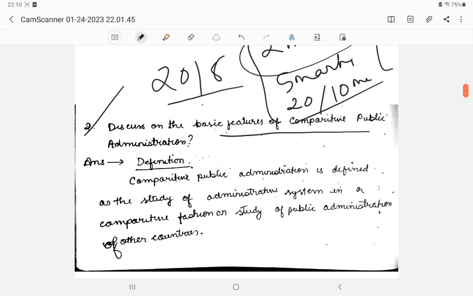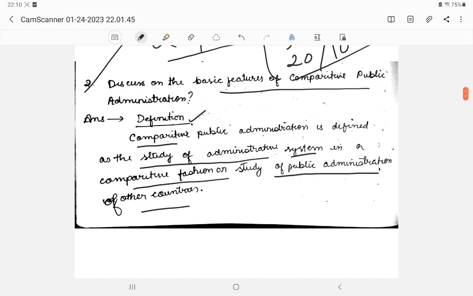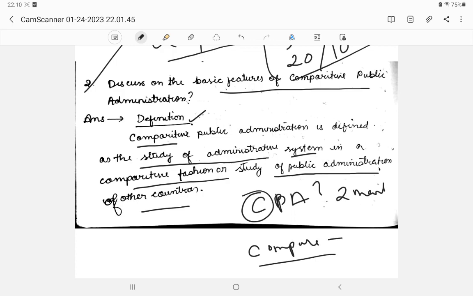So for example, for 2 marks: what is comparative public administration? The definition: comparative public administration is defined as the study of administrative systems in a comparative fashion, or the study of the public administration of other countries. The name itself says comparative. Comparative means we are comparing one thing with something else.